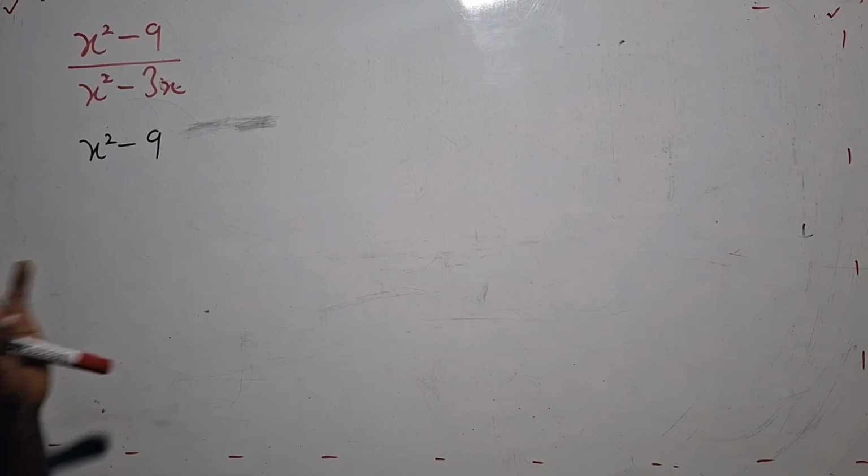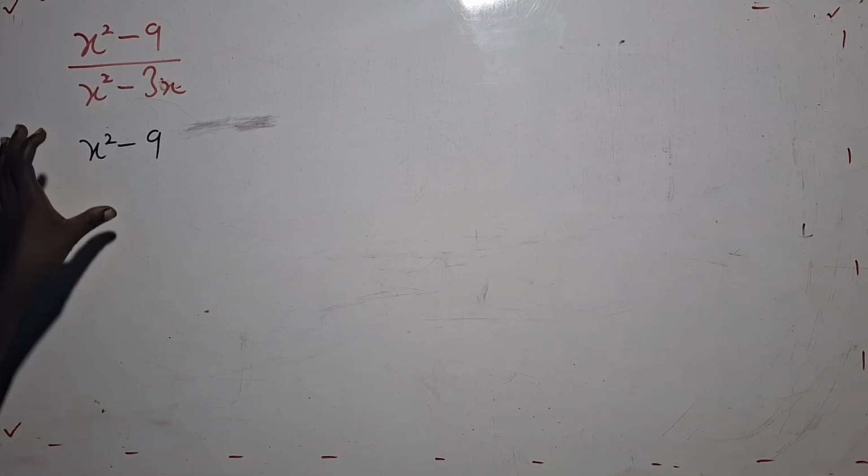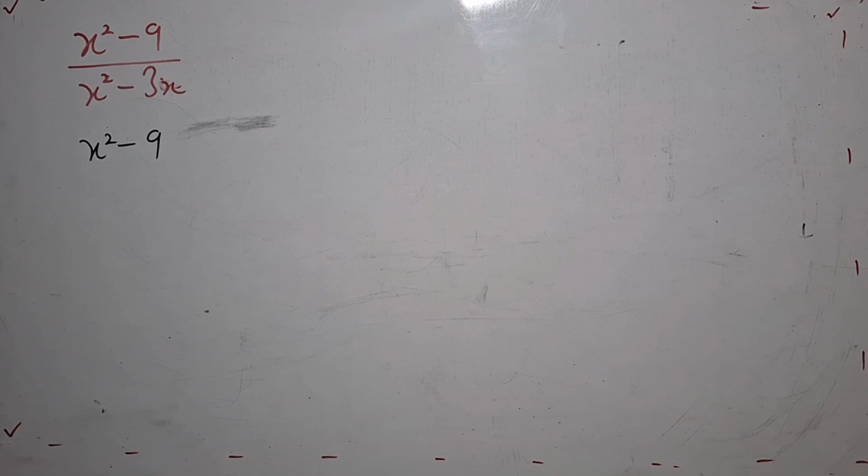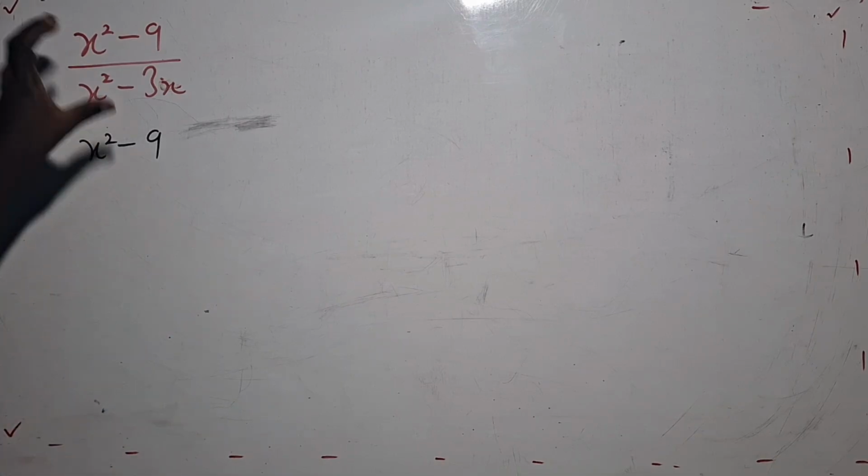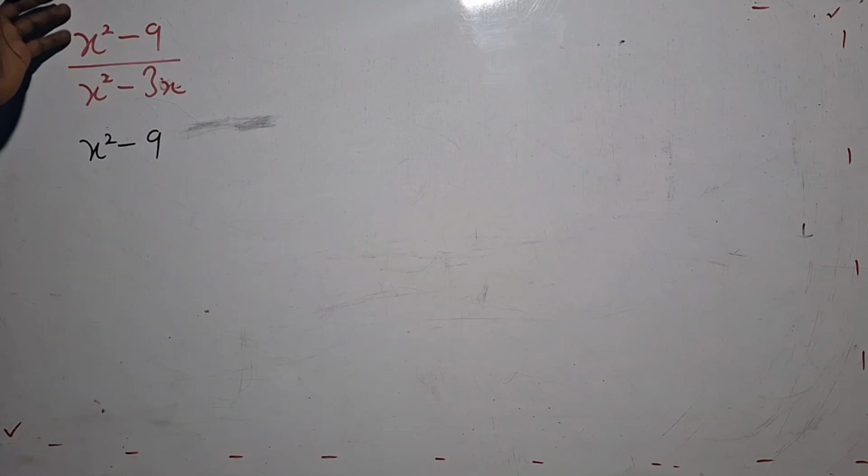You have to take note of something here. For this expression, we use what we call difference of two squares. We are going to apply difference of two squares to simplify this, for both the top and to factorize the bottom one. We are going to get a common term, then we solve it easily. How do we apply difference of two squares?